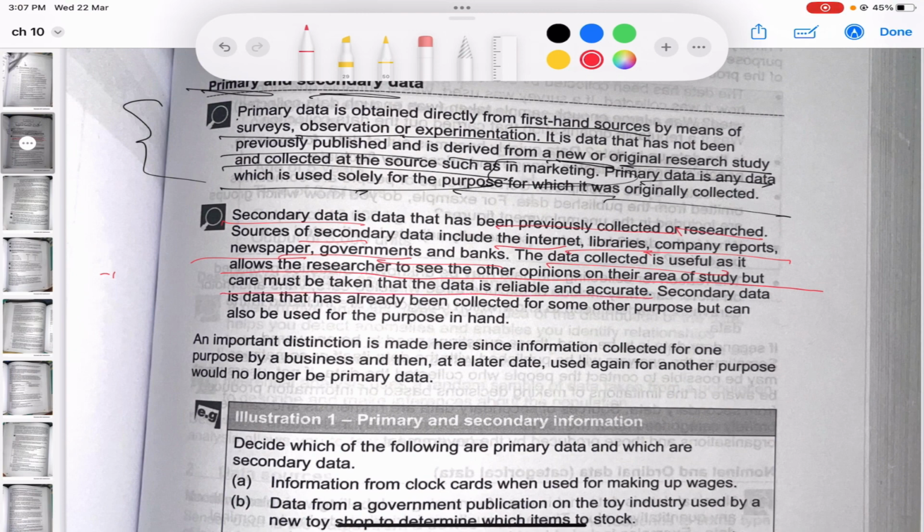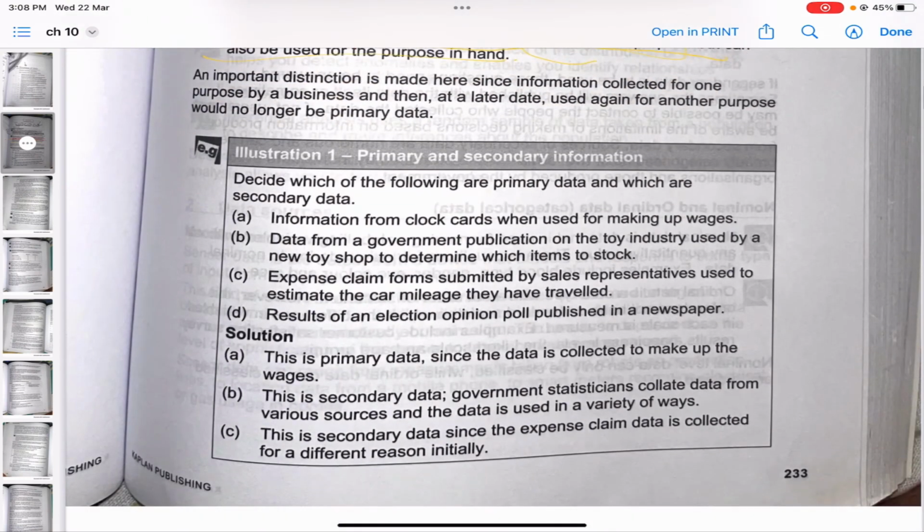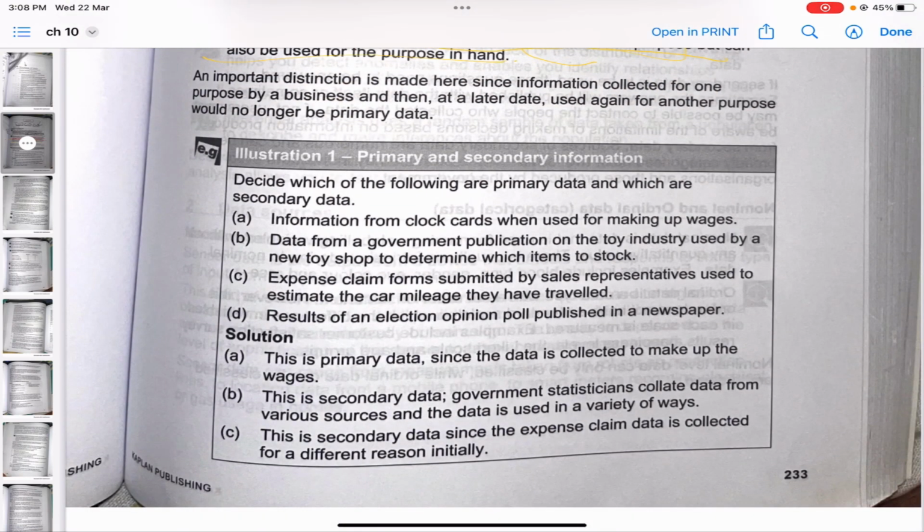So when we talk about secondary data, we shouldn't be trusting it very easily. Why? Because we don't know its original source. We don't know where it came from. If it's primary, we are sure we know the origin of the data. We know from where it came, right? Because it is first hand. But when we're talking about secondary data, we cannot trust it so easily. Secondary data is the data that has already been collected for some other purpose but can also be used for the purpose in hand. So I hope you understood the difference between secondary and primary.